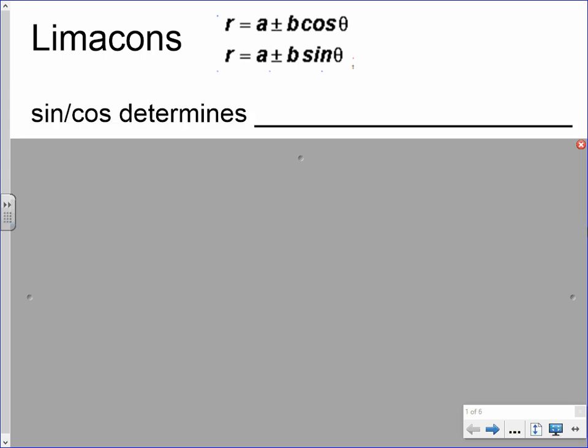Let's first talk about, we all know this, sine and cosine determines what? Say a letter? Okay, where do we have symmetry? We know that sine correlates to vertical symmetry, and cosine will correlate with horizontal symmetry. That is going to be the same for these limaçons.